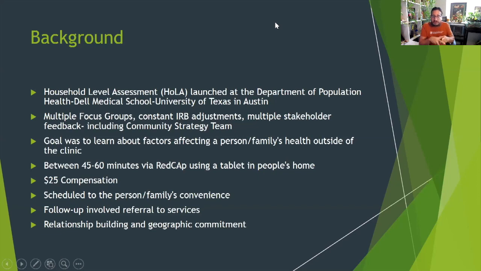We also followed up with referrals. I'll talk about this a little bit more, but we were asking questions that we could refer people to resources for, and we felt that that was very, very important. We also focused on a very specific geographic area in Travis County where we could solidify those relationships and build a commitment in that particular geography. Next slide, please.